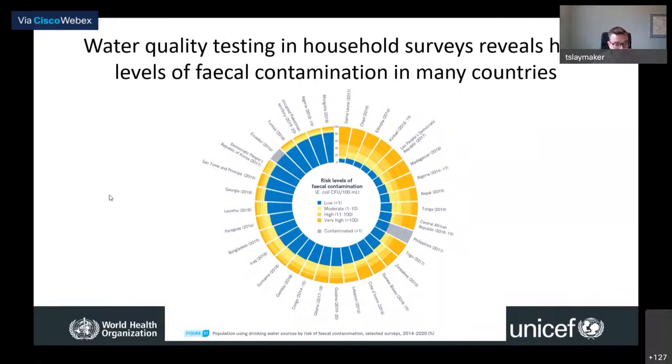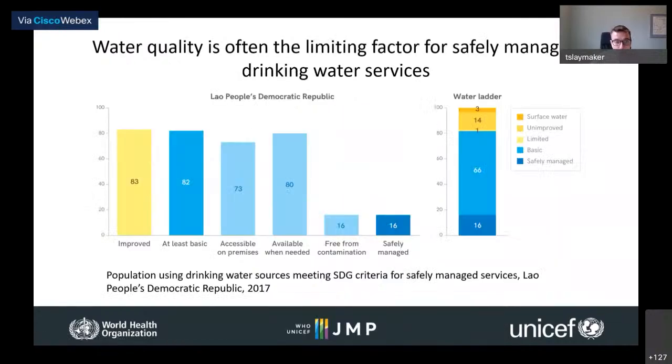We also find that water quality is very often the limiting factor for safely managed drinking water services. On the next slide here. So this is an example from a recent survey that we supported in Laos. And you can see when we do a breakdown of the proportion of the population with water accessible on premises, 73%, with water available when needed, 80%. But when it comes down to drinking water free from contamination, it comes right down to 16%. And therefore, this is the limiting factor in improving coverage of safely managed drinking water services. And this is a pattern which is common to many of the countries where we have collected data.